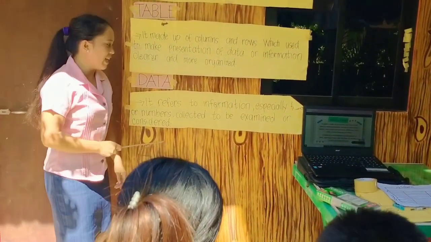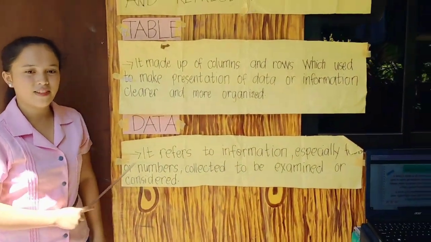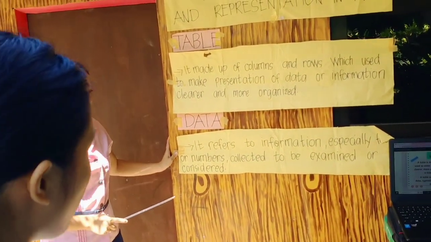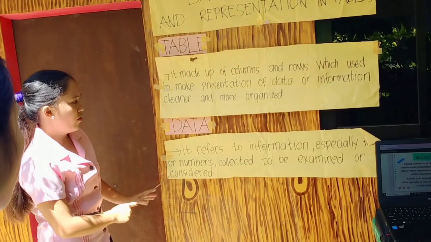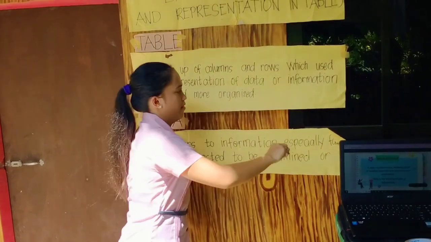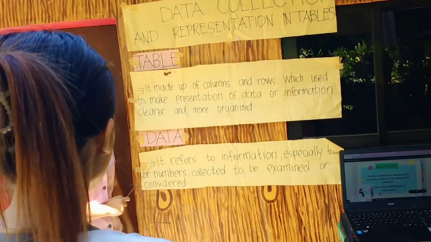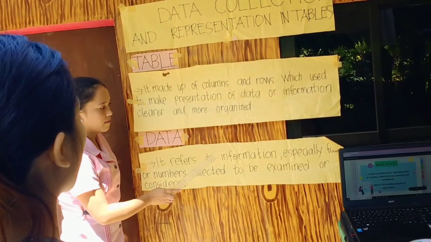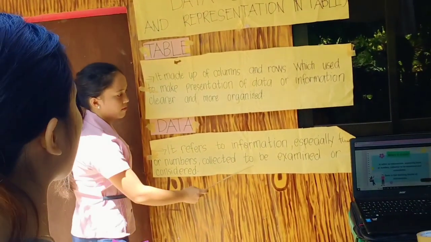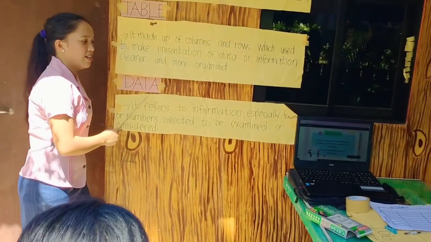Okay, what is data? Can you read the definition of data, Mary Jane? Data. It refers to information, especially facts or numbers collected to be examined or considered. Thank you, Mary Jane, for reading what is data.